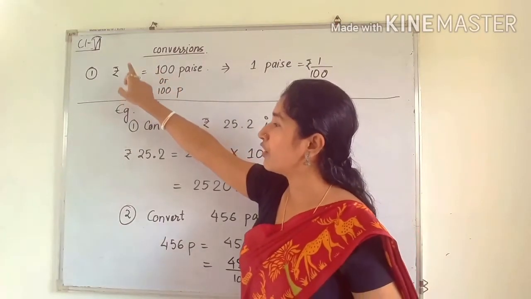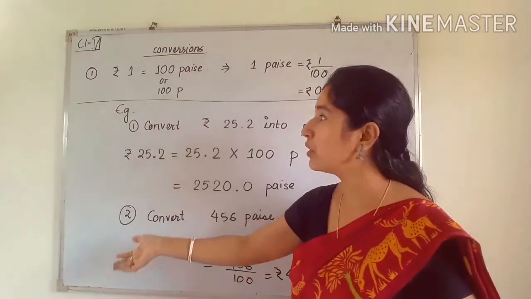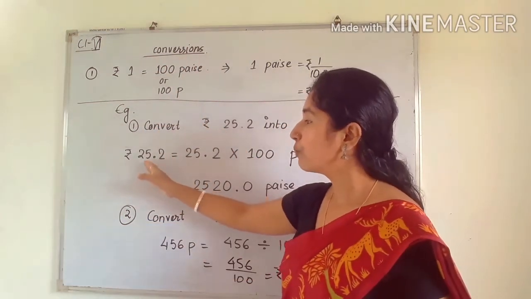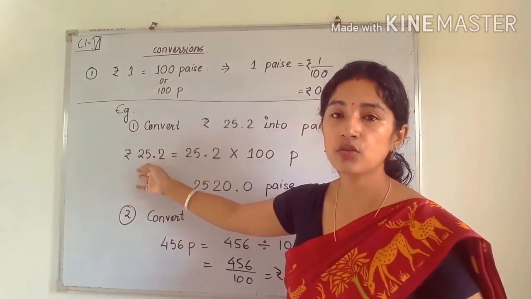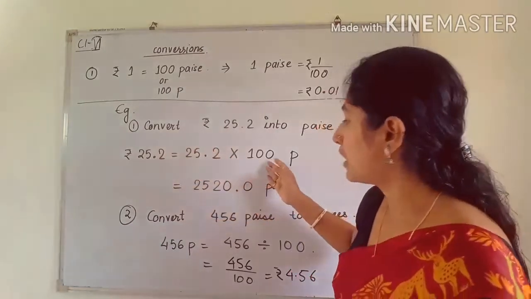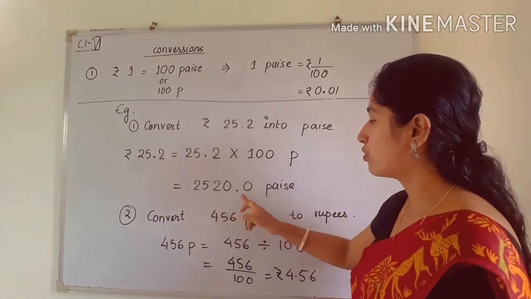If I want to find for 2 rupees, it will be 100 into 2. That means we are multiplying with that number. So if I want to convert rupees 25.2 into paise, we have to multiply it with 100. After multiplying, we will get the answer 2520.0.